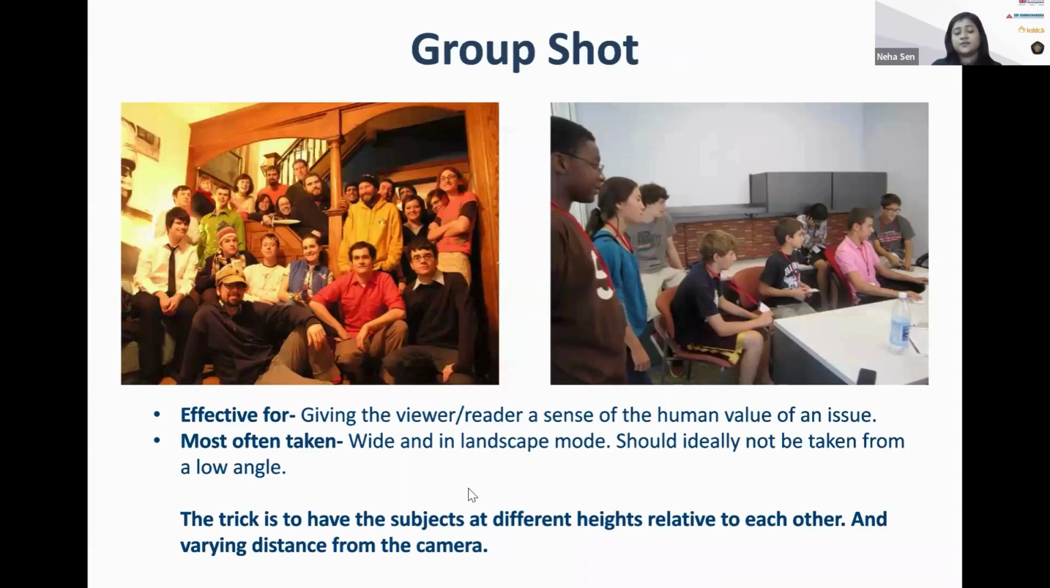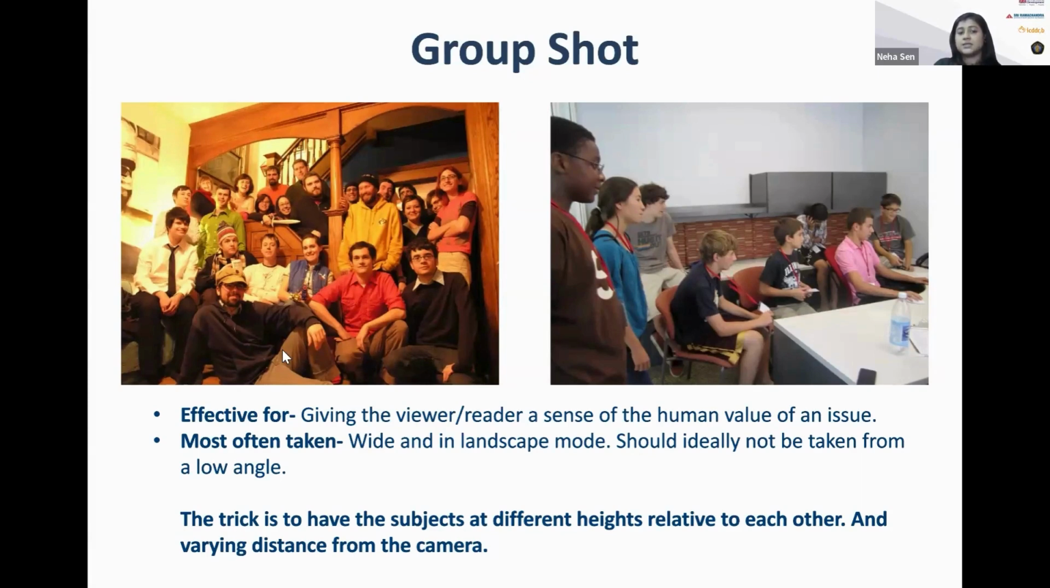Group shots give the viewer and the reader the human value of a situation. Again, that's essentially what images do. They let you know who are the people who are involved and what it is that they are bringing to the table or doing or interacting with. It's most effective when taken wide and in landscape mode, but they can be taken in portrait mode as well. What they should ideally not be taken from is a lower angle.